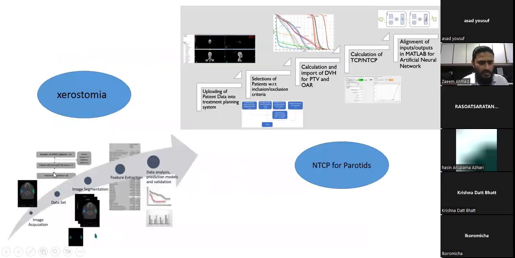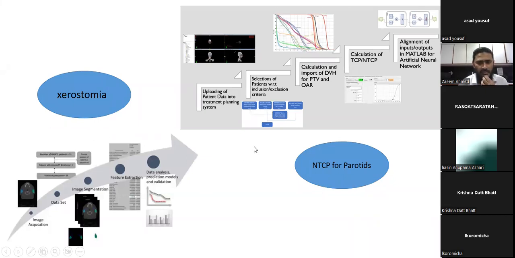This is the basic workflow. First, we downloaded the image data sets, and then we segregate them. After segregation, we do image segmentation of OARs. Then we apply radiomic feature extraction, and then we correlate the clinical information of xerostomia to the parotids of these images.